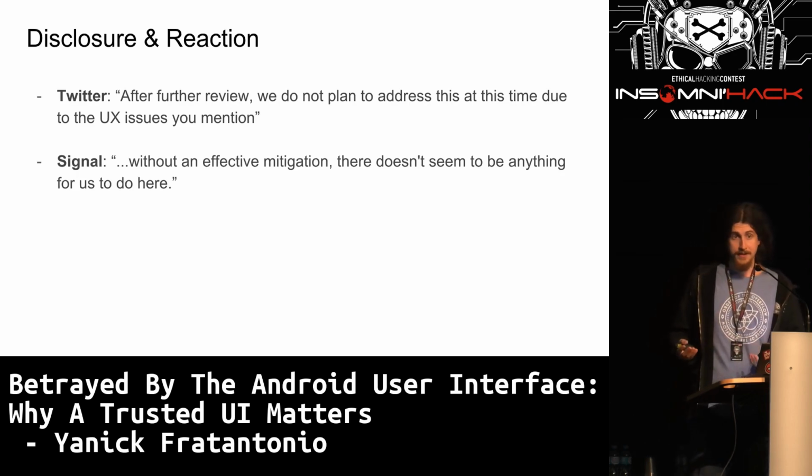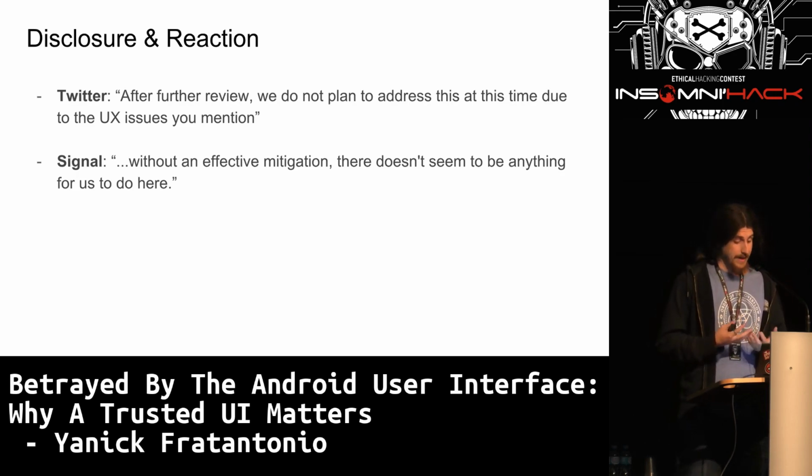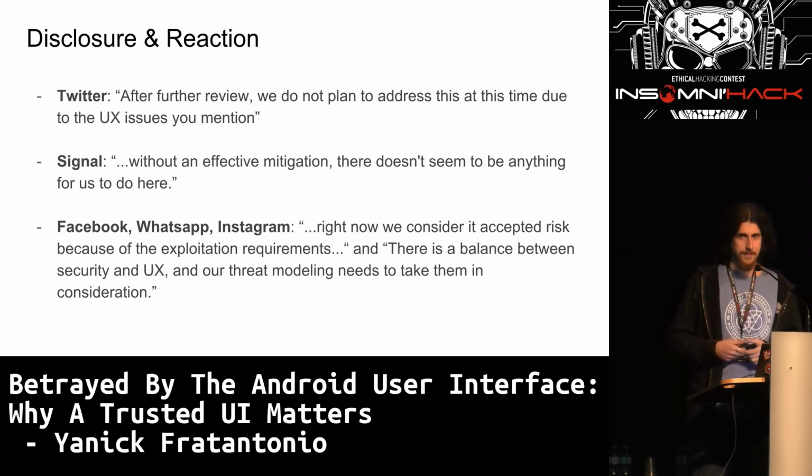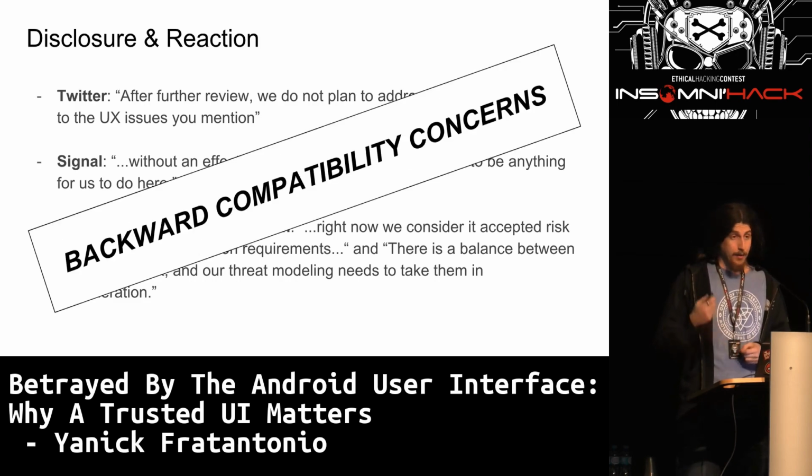Signal told us the same: without an actual effective mitigation, we cannot do anything. And so these bugs are left unprotected. Facebook, WhatsApp, Instagram, very similar replies. Like, we have a threat model to consider, and pros and cons, and so forth. And again, all these guys are not patching this for backward compatibility concerns. It is somehow an open problem.